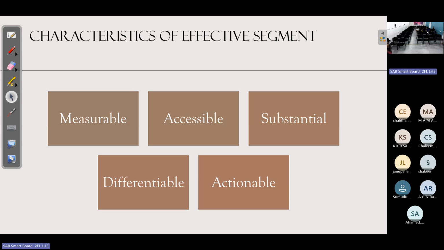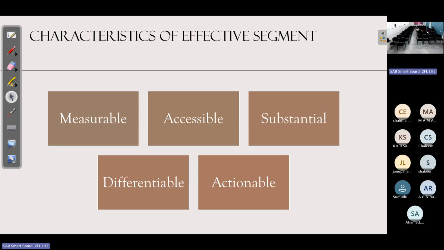Then second one we have accessible. That means once we select the target customers for the segment, we should be able to access them. That means we should be able to reach them and serve them, right? So it should be easy to distribute our product and to communicate our product values to them. That's what we call accessibility. Ability to easily distribute and communicate our product details as well as products.